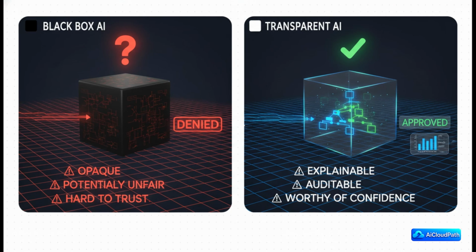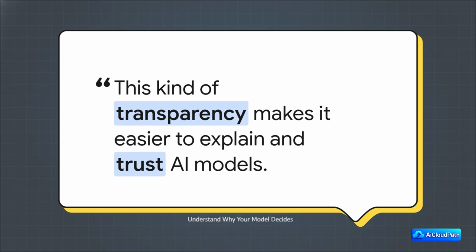It's really a tale of two different approaches. On one side, you've got the black box, it's opaque, it's potentially unfair, and it's just plain difficult to trust. But on the other side, with tools like Clarify, you get transparent AI. It's explainable, you can audit it for fairness, and it's actually worthy of our confidence. At the end of the day, it all comes down to a really simple idea. When you can actually see inside the box and understand the reasoning, it fundamentally changes your relationship with the technology. This is why transparency is the absolute bedrock of trust.